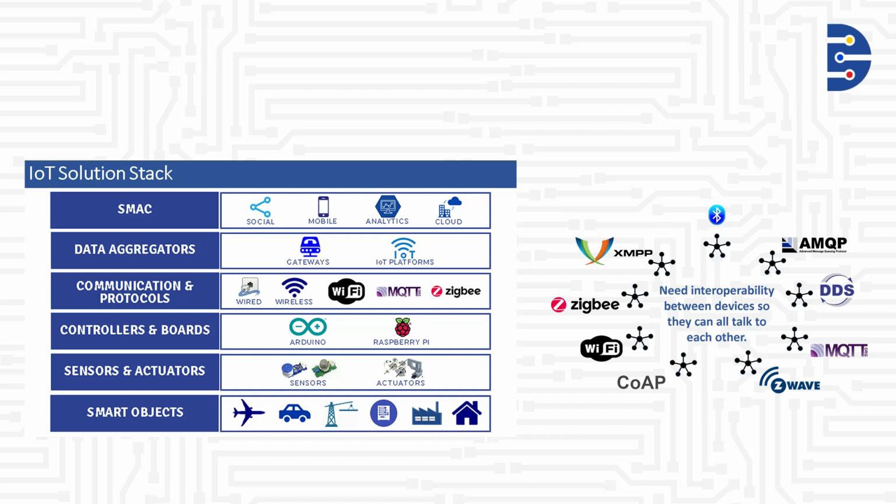The sixth layer is the SMAC stack, and we have studied the SMAC stack extensively at the start of this course. The SMAC stack provides the intelligence to the data that is collected from the sensors through the controllers, passed through the gateway, and from the gateway it comes to the cloud. The SMAC stack gives powerful insights from the data that is collected. Thus, using the 6 layers, you can build an IoT solution.